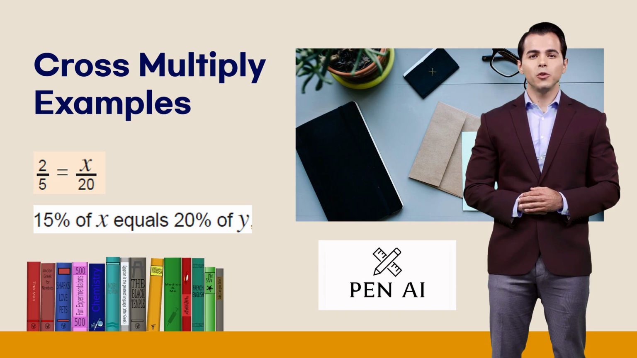Example. If 2 divided by 5 equals x divided by 20, what is the value of x? Cross multiplication gives 5x equals 40, which means x equals 8. Another example. If 15% of x equals 20% of y, what is the ratio of x to y? Answer. 15x equals 20y, which means x to y equals 20 to 15, or 4 to 3.